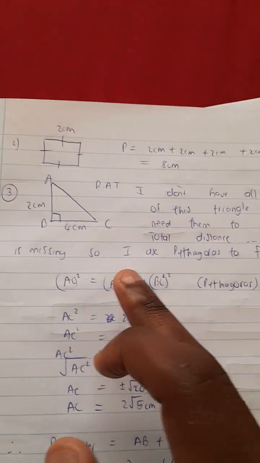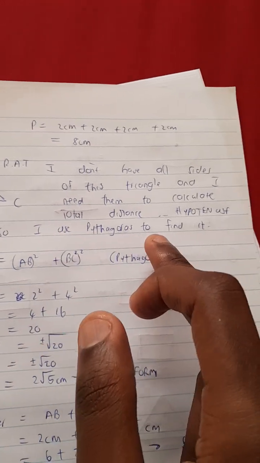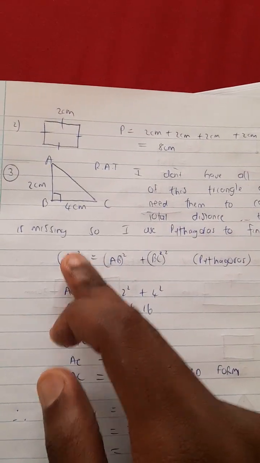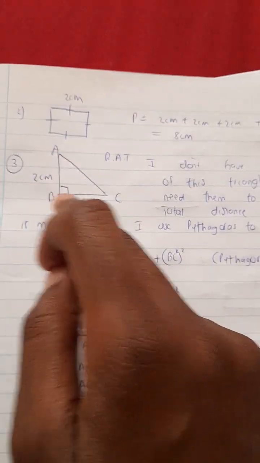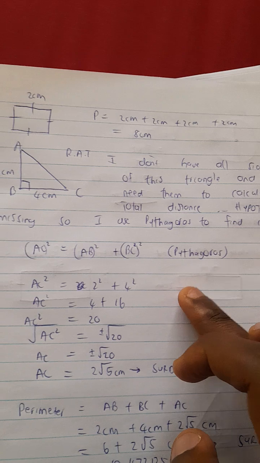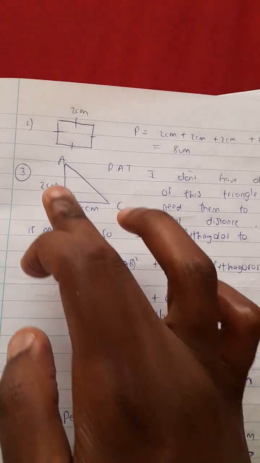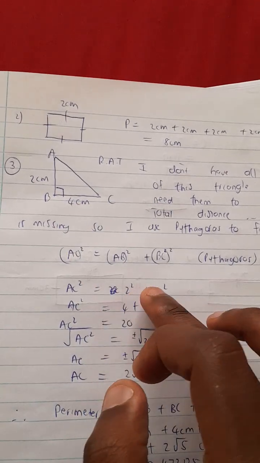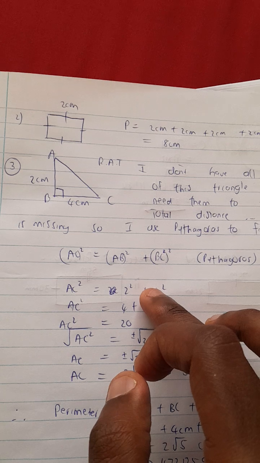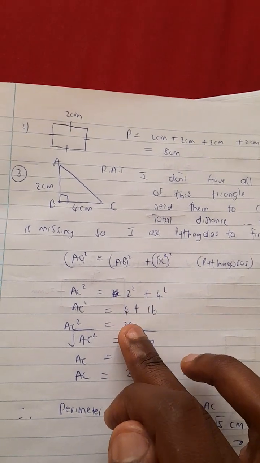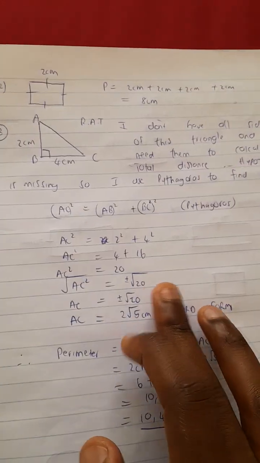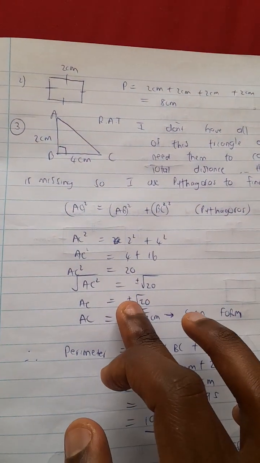In order to find the hypotenuse, because it's missing, I know I can use what? Pythagoras. Remember, Pythagoras says the square of the hypotenuse is equal to the sum of the squares of the other two sides. So I substitute those values, 2 centimeters, 2 squared, in the place of AB, and in place of BC, I substitute 4 squared. I add those values, I get 20. I square root both sides. I write that plus minus for the value with the square root.